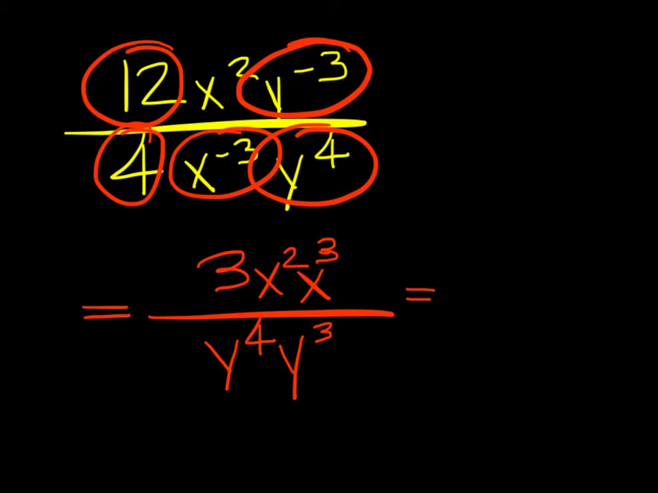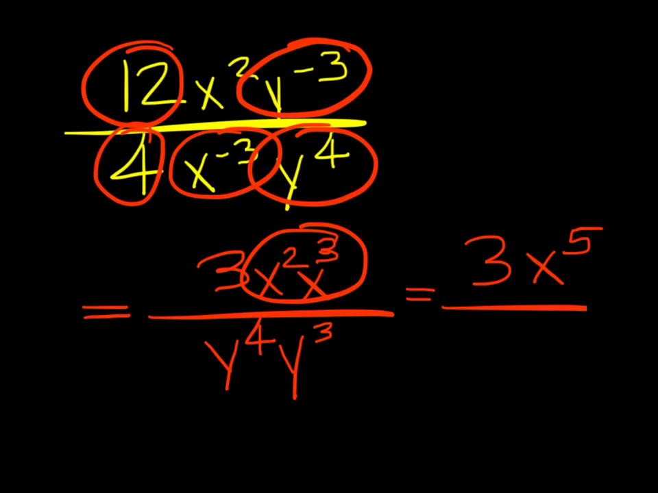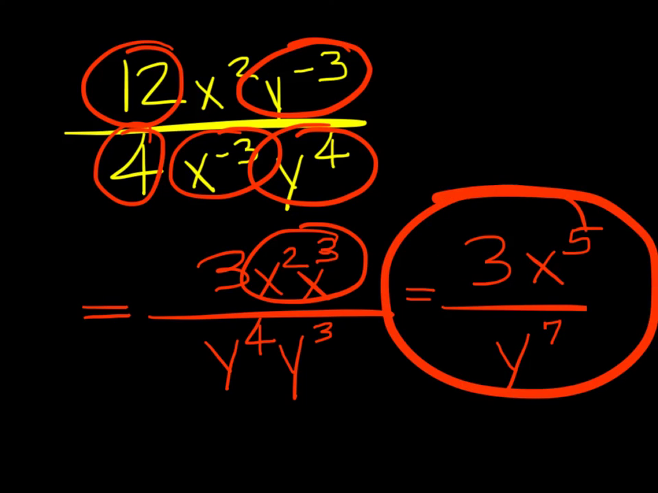There's nothing to simplify the 3 with, but on the top you have x squared times x to the third, which is x to the fifth. And on the bottom, y to the fourth, y to the third is y to the seventh. 3x to the fifth over y to the seventh. Practice problem.